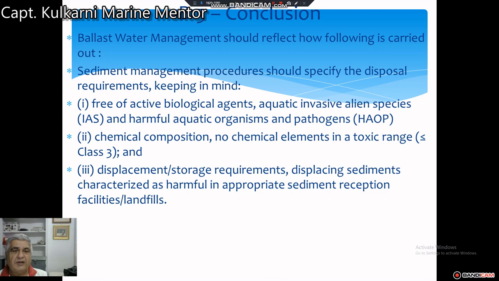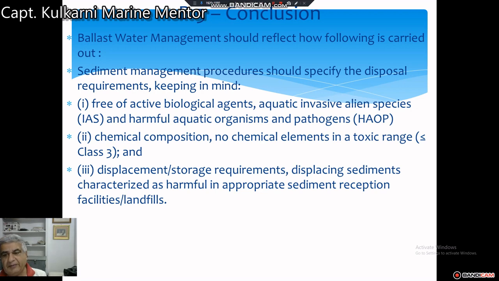Now the B5 conclusion is that ballast water management should reflect the following. Number one, free of active biological agents, aquatic invasive alien species, and whatever else there is. So we are making the water completely free before intake and discharge. Chemical composition: no chemical element in toxic range. In case we are adding any chemicals, they should be within the toxic range. Displacement, storage requirement, displacing sediments characteristics as harmful, inappropriate sediment reception facility.